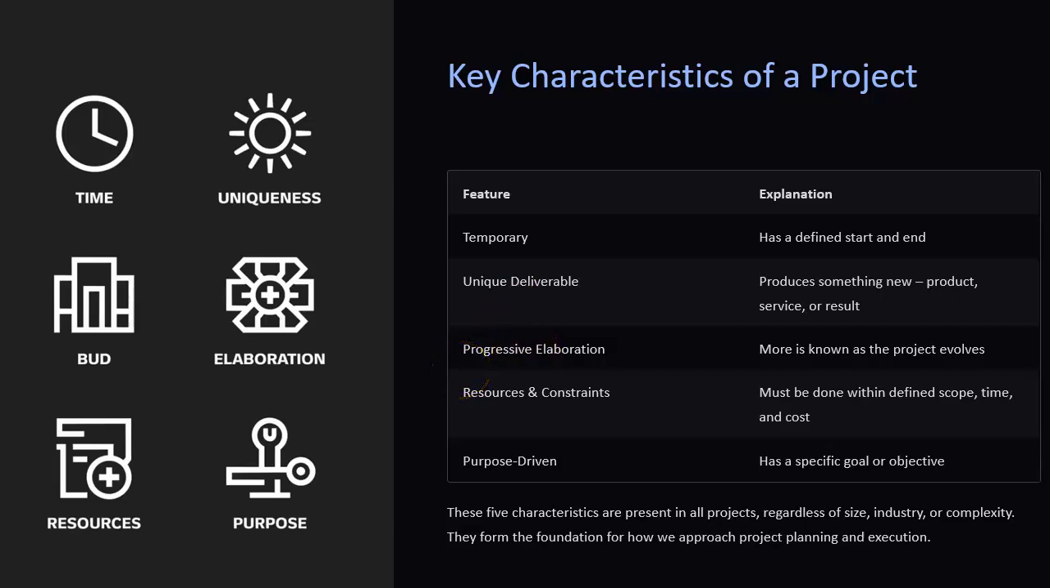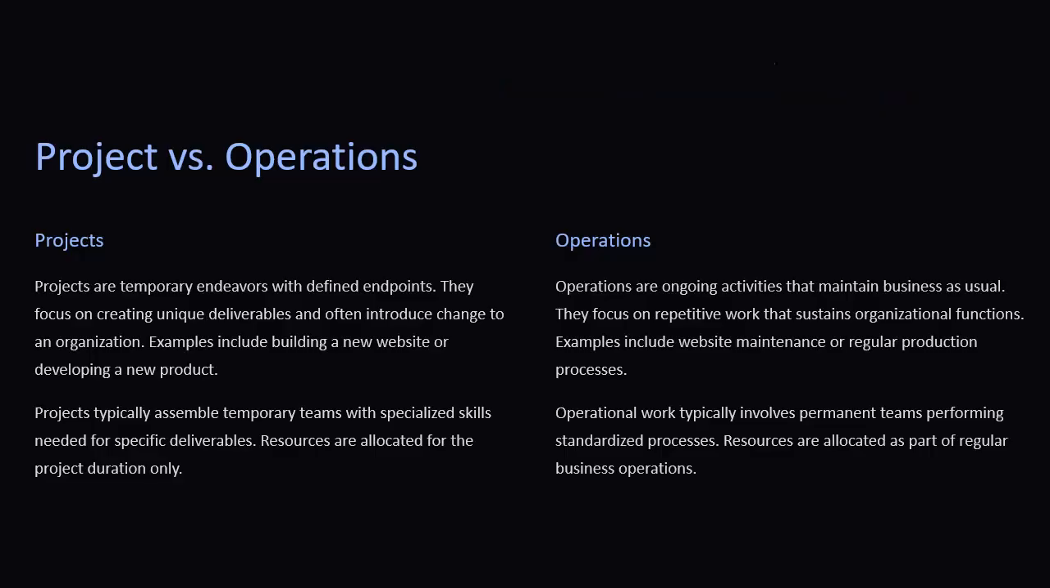The third is progressive elaboration, which means more is known as the project evolves. Fourth, resources and constraints must be managed within the defined scope, time, and cost. And number 5 is purpose driven: it has a specific goal or objective. So these 5 characteristics are present in all projects regardless of size, industry, or complexity. They form the foundation for how we approach project planning and execution.